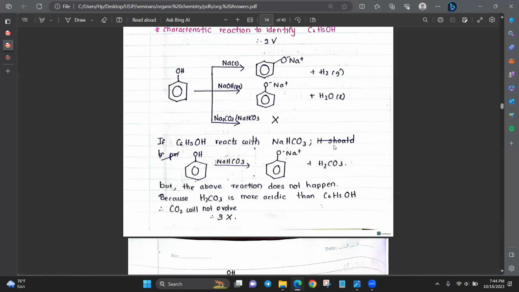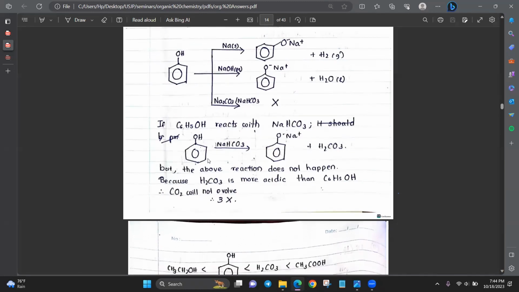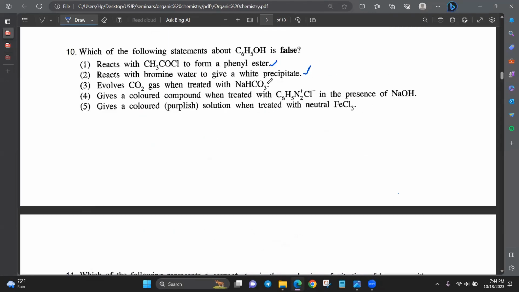But in order for this reaction to happen, this phenol group should be more acidic than carbonic acid. But the phenol group is less acidic than carbonic acid. Therefore, this reaction will not take place. Why? Because carbonic acid is more acidic than phenol, though it is normally a weak acid. So this reaction will not take place. Therefore, carbon dioxide will not evolve. Therefore, the third one is wrong. Now they are asking for the false statement. So the third one is the answer.